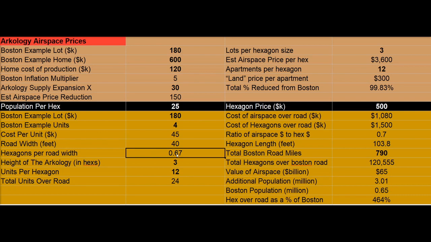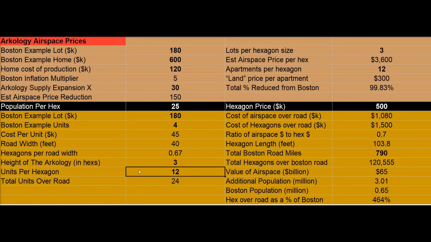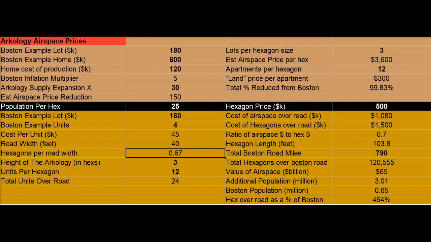This is how wide it is in hexagons. Convert to hexagons, 0.67. This is the height of the arcology, which would go over the roads in the airspace. So this just adjusts to calculate all these other figures. 3 hexagons high, 12 units per hexagon. Total units over the road. Oh yeah, because you have to do plus times 6, 7. 24. 24 units over the road.